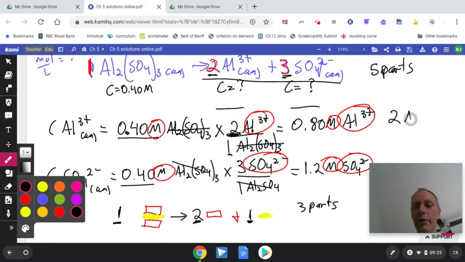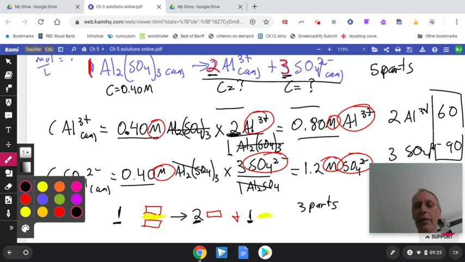2 aluminum for every 3 sulfate. And I think in that video it was 60 to 90, which still maintains that ratio, just like we're getting here, 0.8 to 1.2, 2 to 3. So this is what stoichiometry does for us. Okay, so far so good. 2 down, 2 to go.